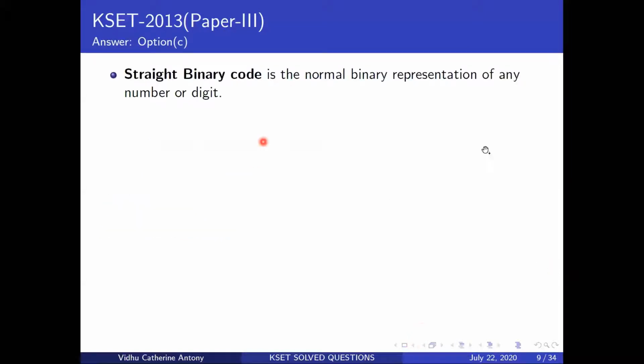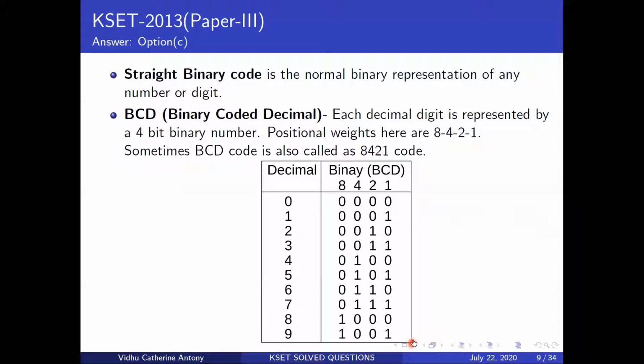So here you have your straight binary code, which is a normal binary. You've got your binary coded decimals. Basically each one of these has a couple of place values, and this is also called your 8, 4, 2, 1 code because the weights are 8, 4, 2, and 1. So those are the positional weights.